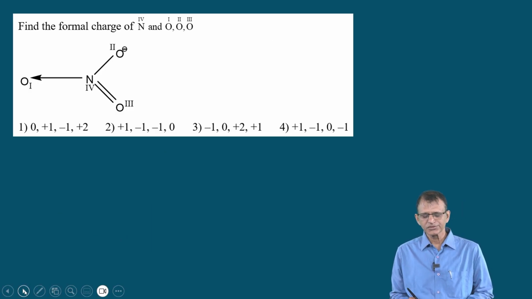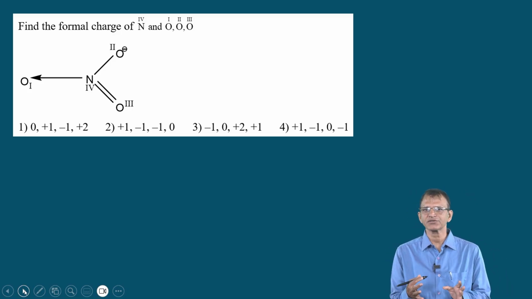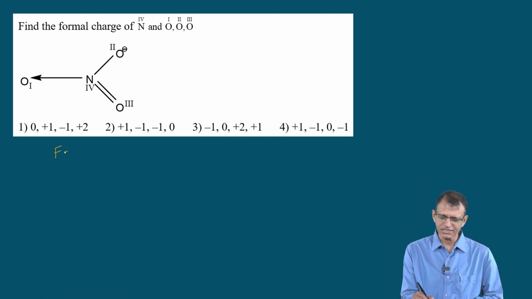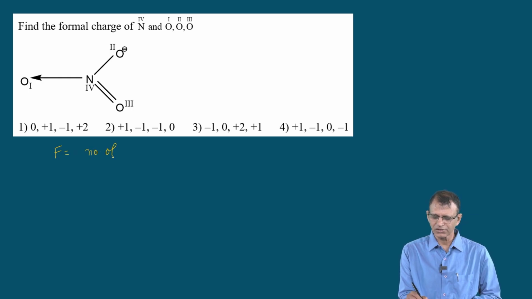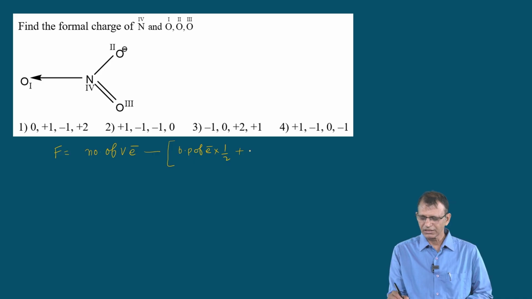Next question. This question is based on formal charge. What is formal charge? Formal charge is the difference of electrons before bond formation and after forming the bond. So if we try to write the formal charge, we can say number of valence electrons before bond formation minus the number of electrons in the form of bond pairs. So we can say bond pair of electrons multiplied by half, because in one bond pair there are 2 electrons, plus lone pair electrons or non-bonding electrons, right?